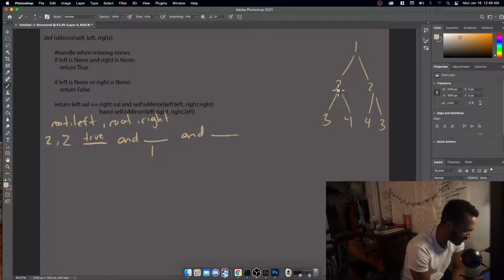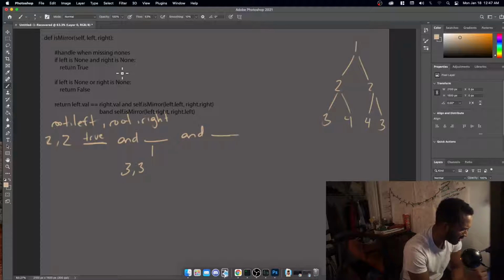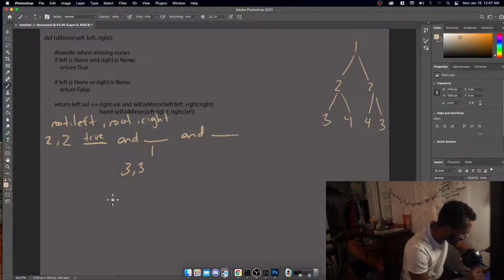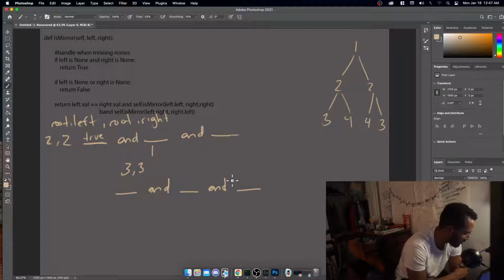So let's go to 2. 2's left.left is 3, so we're going to put 3 here. And the other 2's right.right is 3, right? And so now that we have the nodes that we're working with, let's look at the function. If left is none and right is none, well, both of these aren't none. If left is none or right is none, both of these aren't none. So we're going to do this triple expression once again. And so this is going to be boom and boom and boom, right? So we're working with 3 and 3 there, right?